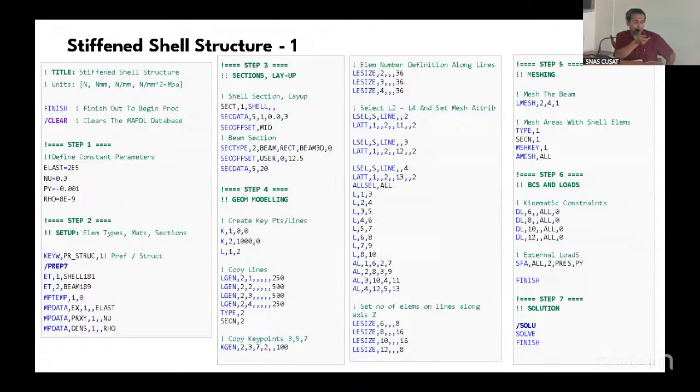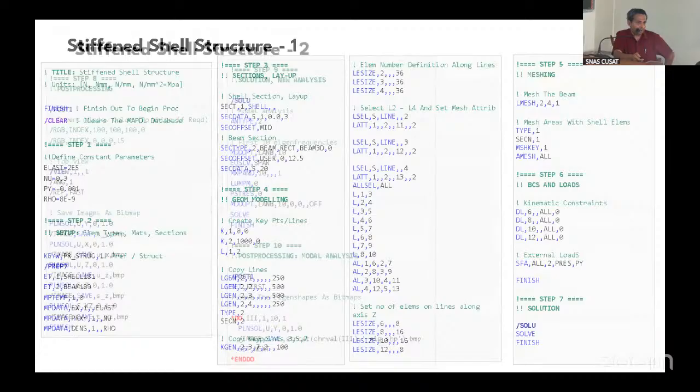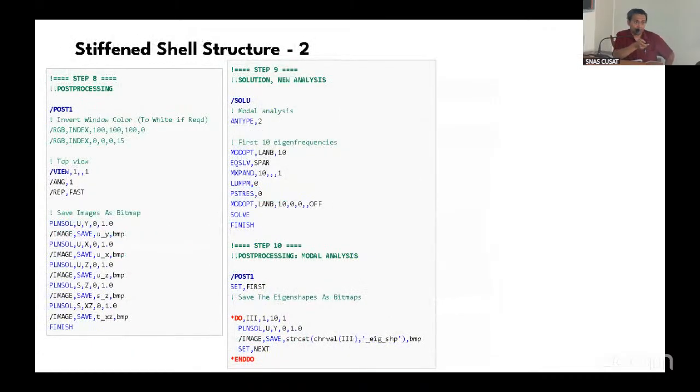I'm not sure if you can see this, but the first step, you define your parameters. Second step, you define your element types. Then you define your sections, then your geometric modeling, your meshing, your boundary conditions and loads. Then you do the solution; at the very bottom of step 7, you see solution solved. Then you can do your post-processing. You can type the view and save the images as a bitmap. Again, you can do a new analysis. So something like this is very useful.